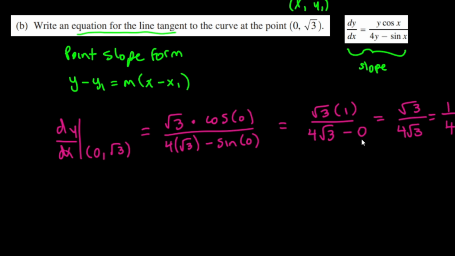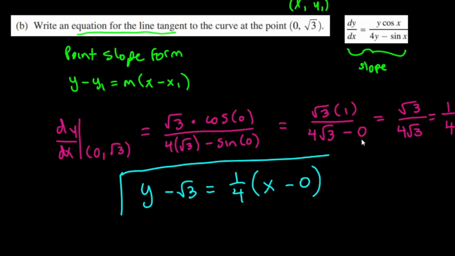The equation of the tangent line will be y minus the square root of 3 equals, and then the slope, 1/4 times x minus 0, which is the x-coordinate of the point. You can leave the minus 0 there, or you can simplify it if you wish. But this form is very informative because it shows you right there that the point of tangency is 0, square root of 3 and that the slope is 1/4. So I would leave it like that.